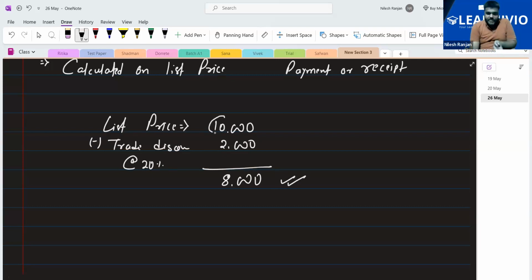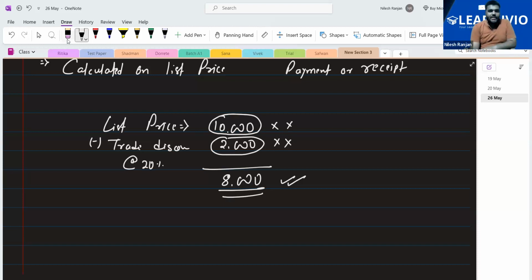This price is for showing the customer. This is the trade discount, and this one is the original price. So we will record the transaction at this. These two amounts have no use in journal entry. This is for calculation only, so it will not be used in the journal.